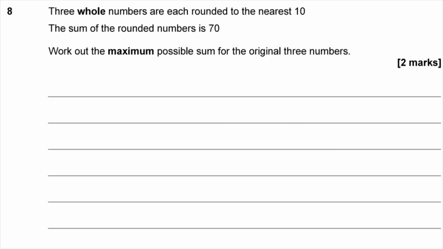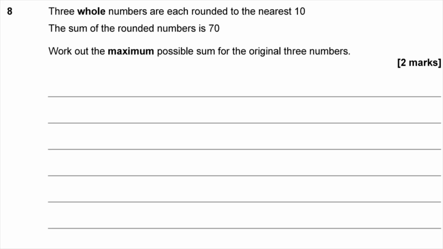Question 8. Three whole numbers are each rounded to the nearest 10. The sum of the rounded numbers is 70. Work out the maximum possible sum of the original three numbers. And that's quite a confusing question, really. I think sometimes if it's not clear how to proceed, then perhaps let's just try some numerical answers and see if we can work out what patterns or underlying things there are. So let's have a look.